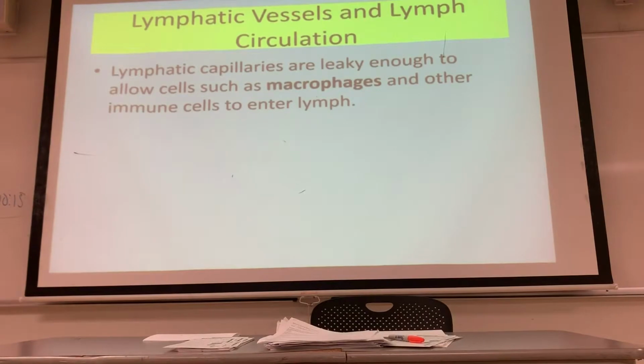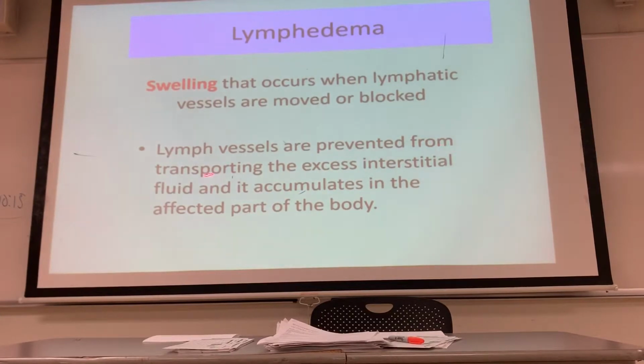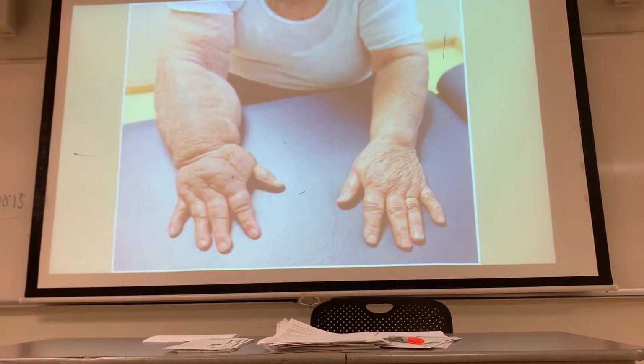Okay, so lymphatic vessels and lymph circulation, so you always have macrophages going around. The name lymphedema means swelling. That's the disorder, this disease, when lymphatic vessels are removed or blocked. So you will have a problem, a disorder called lymphedema. There is a blockage, and the water does not circulate into the system.